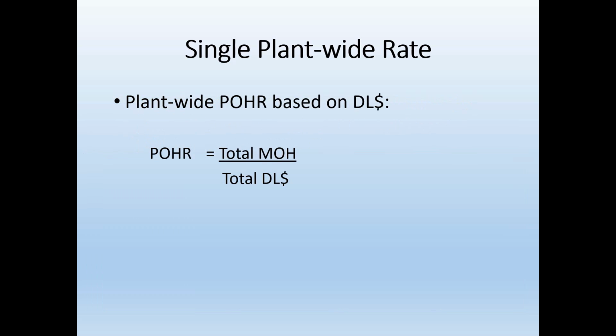Before the period ever started, the firm computed its predetermined overhead rate as the total expected amount of manufacturing overhead divided by the total expected labor dollars for the period. And it got a number, 0.90, which means that the firm should allocate 90 cents of manufacturing overhead to either product for each labor dollar that the product uses.